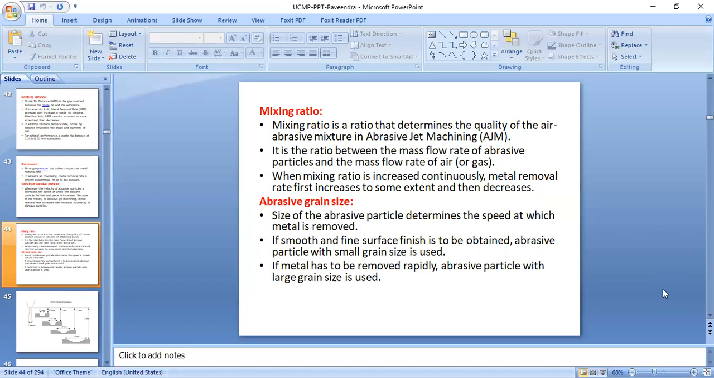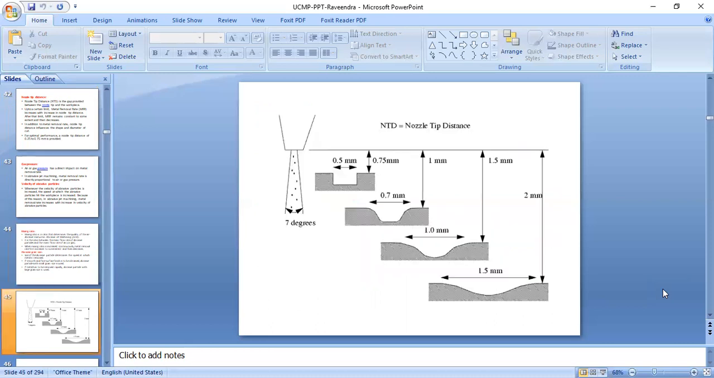Abrasive grain size. The size of the abrasive particles determines the rate at which metal is removed. If a smooth and fine surface finish is to be obtained, abrasive particles with small grain size are used. If metal has to be removed rapidly, and more metal needs to be removed, abrasive particles with large grain size are used. You can see in this figure how metal is removed and how the hole size is increasing, where the nozzle to plate distance is varied from 0.75 to 2 mm.